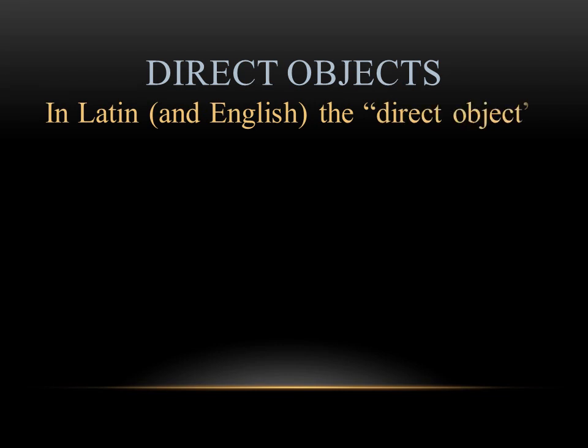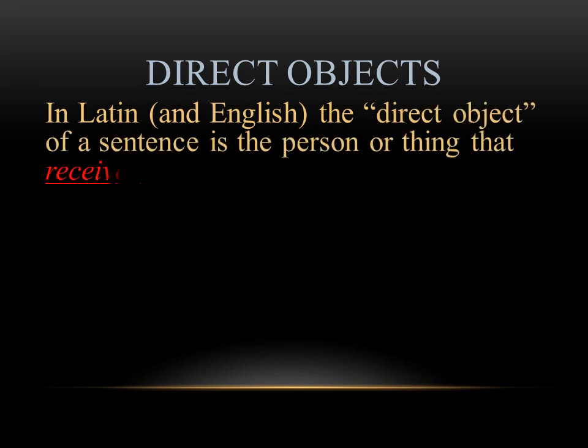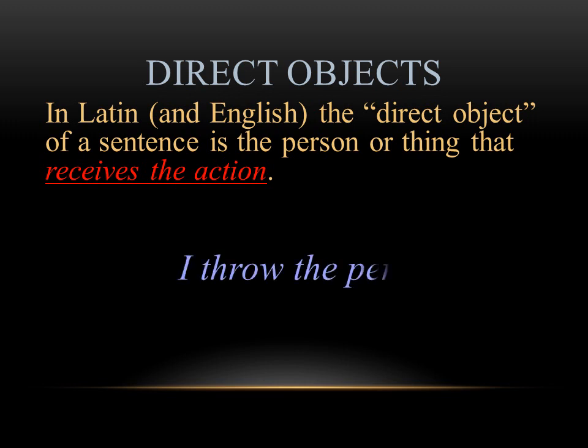The direct object in Latin and in English is the person or thing that receives the action. So if the subject performs the action, the direct object receives the action. So let's go back to our sentence, I throw the pen.